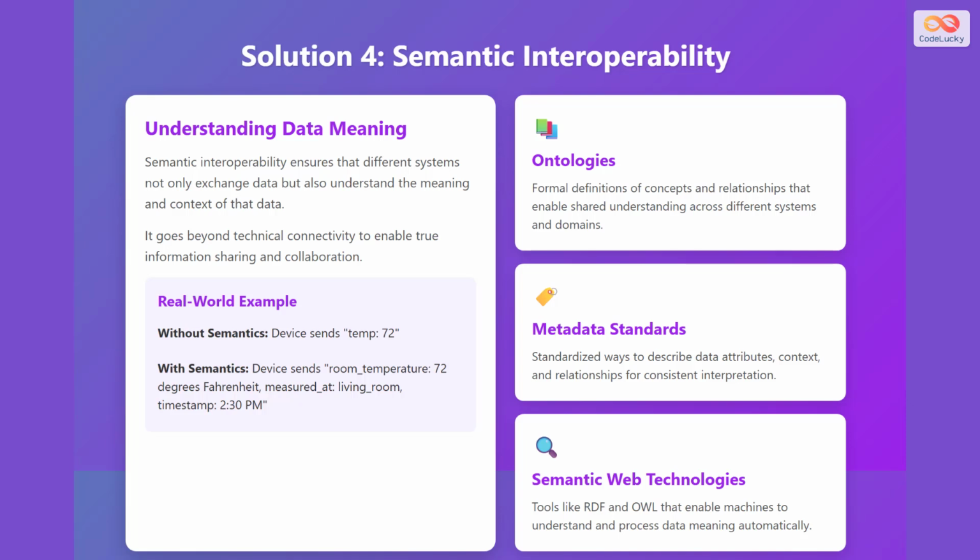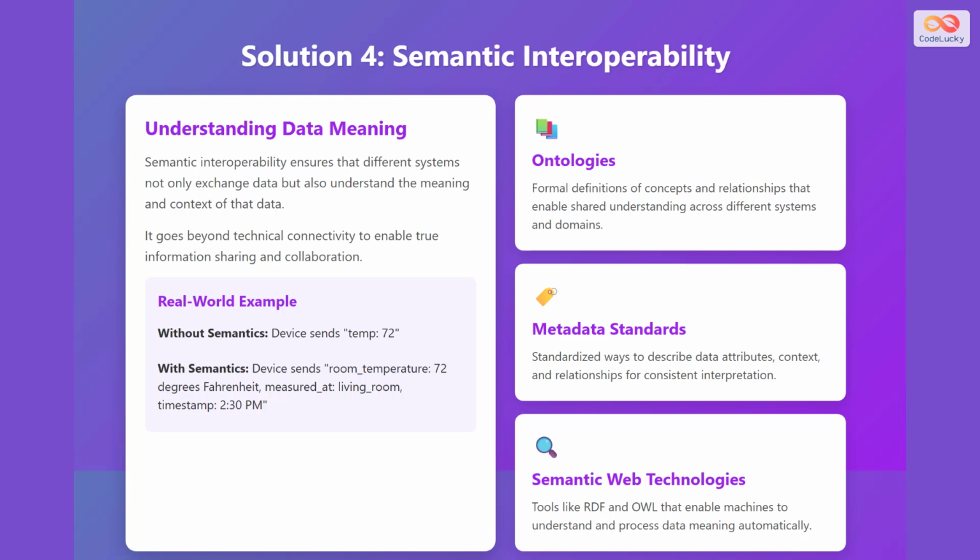The fourth solution addresses a deeper level of interoperability: semantic interoperability. This goes beyond just exchanging data to ensuring that different systems actually understand the meaning and context of that data. Understanding data meaning is crucial. Two devices might successfully exchange information, but if they interpret it differently, communication has failed. Semantic interoperability ensures shared understanding. It enables true information sharing and meaningful collaboration between systems.